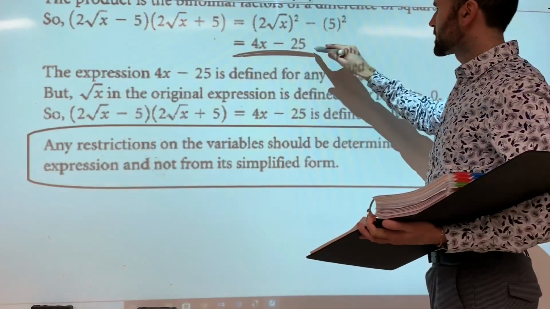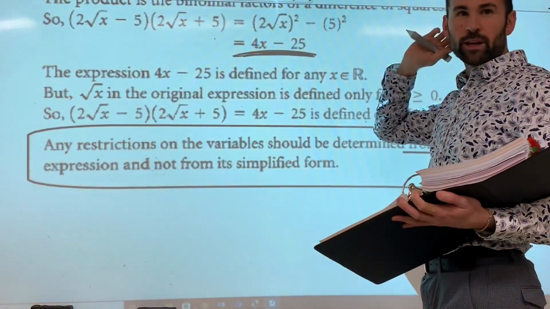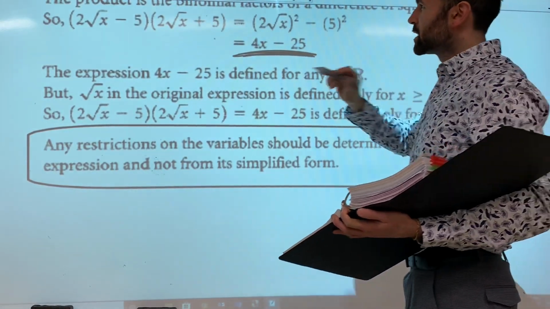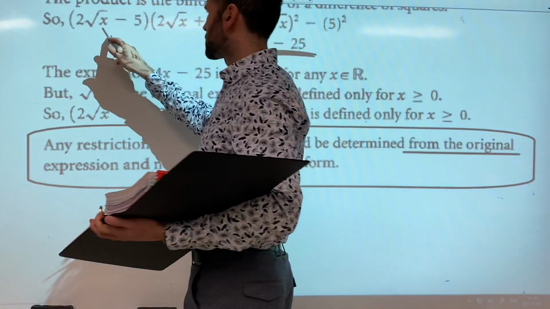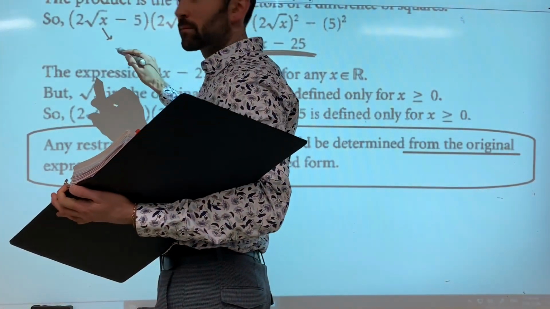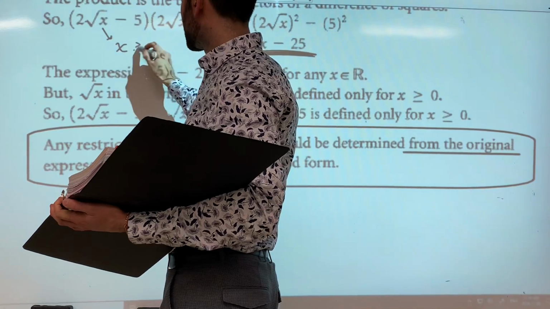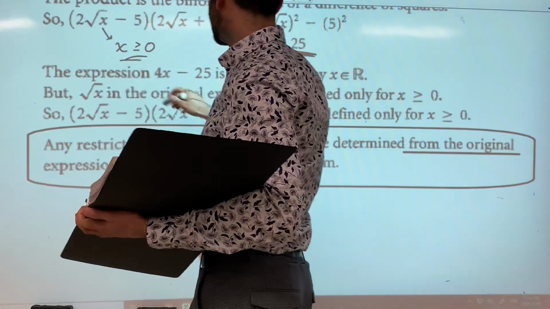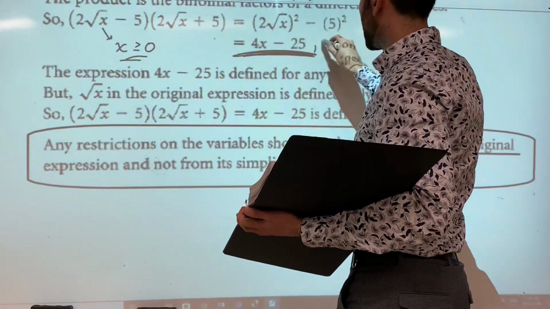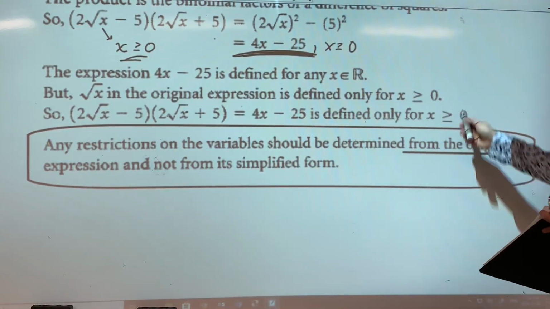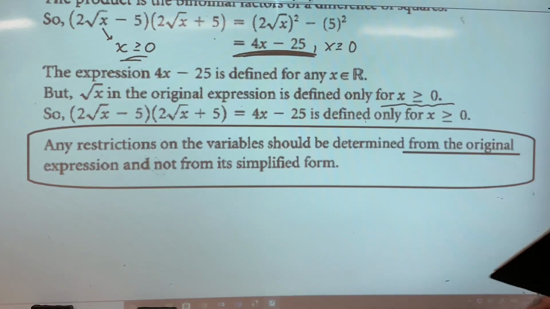If you look at this, you would say x is an element of the reals, right? But you have to consider where it came from. So what are the restrictions here? x is non-negative. You're right. Okay, so this restriction still exists. Even though this looks okay, the restriction is still x has to be greater than or equal to 0. So that's what they're saying down here. They're saying, well, that's still the restriction.